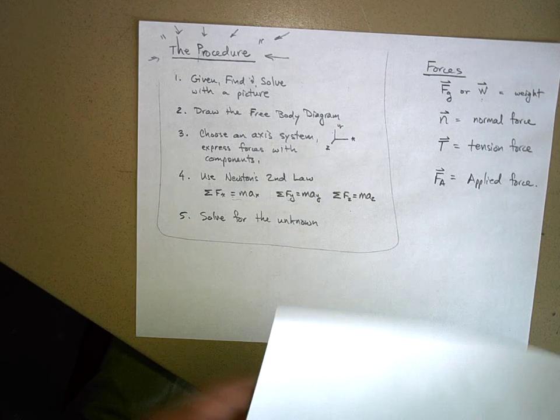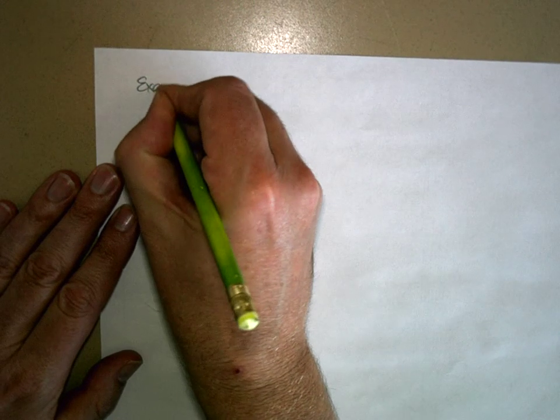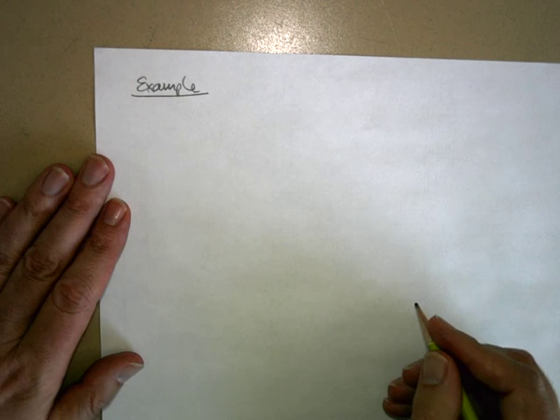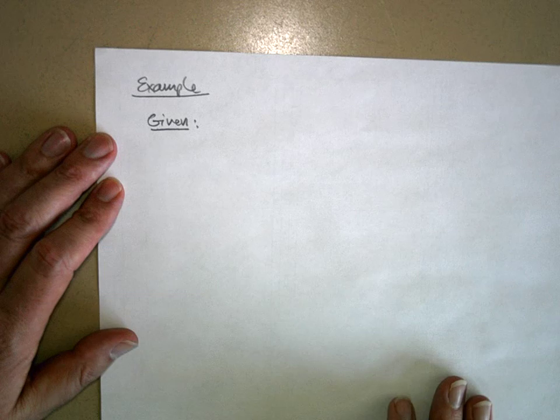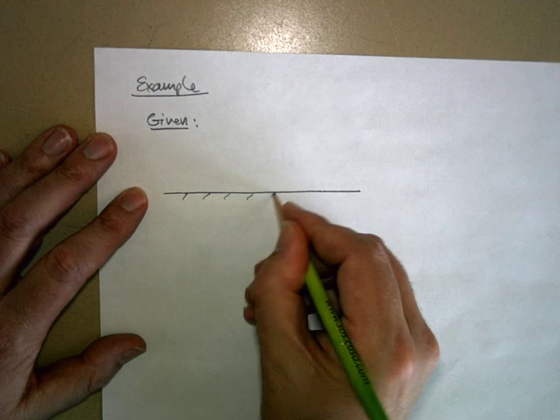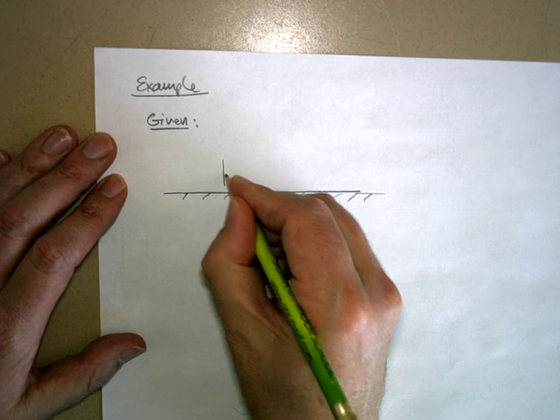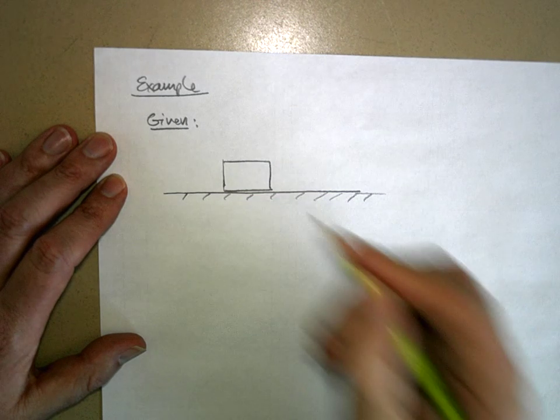Let's look at an example problem of my own making. Here's an example problem, and I will use the procedure. I'll just write the problem with the given. In a textbook, this will be written out in a paragraph, and you'll have to do this part. Here we have a horizontal surface. Here we have a big old crate. We love crates. Physicists love crates.